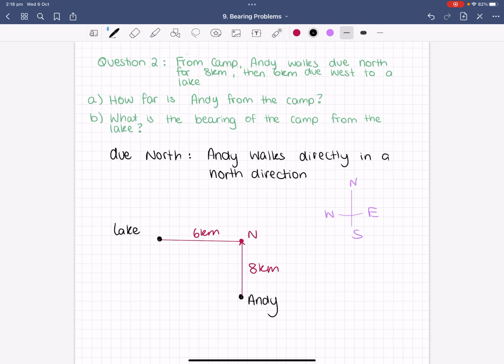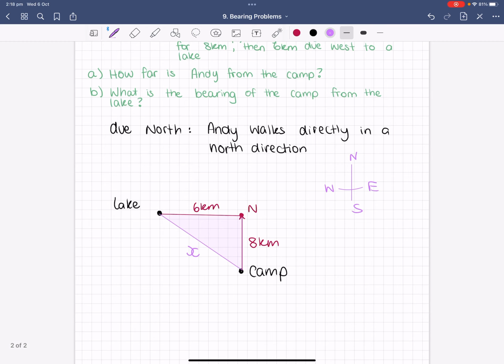As you can see here, we have begun to form another triangle. Part A says, how far is Andy from the camp? So I probably shouldn't label that Andy. We'll call this the camp, and this is the path that Andy walks. So how far away is he from the camp? Well, we're going to want to find this distance here. That will give us the distance from camp.